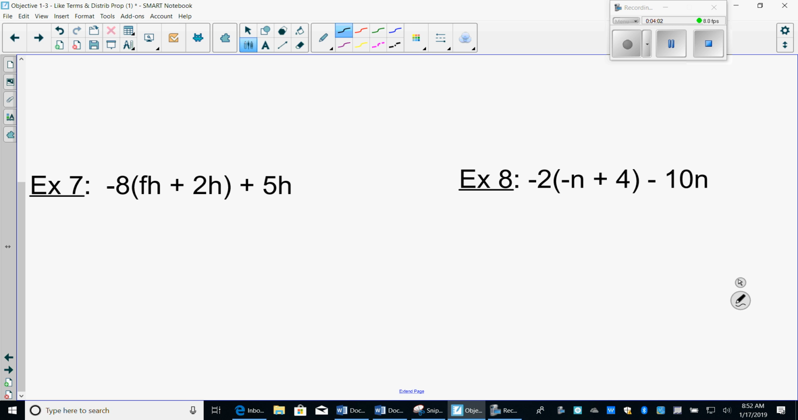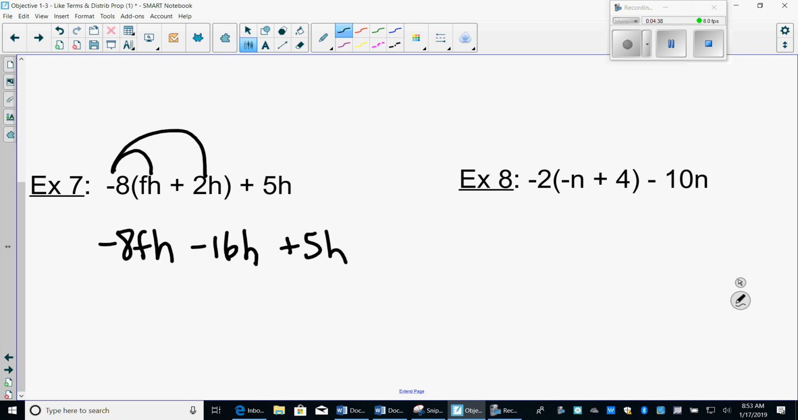All right, somebody different. Tell me what we're going to do on example 7. It is a negative 8, so we're going to distribute negative 8 first. So negative 8 times FH is negative 8FH. Negative 8 times 2H is negative 16H. What do I do with the 5H? Bring it down. Now here's my question. Are you finished? No. Anything match? Yes, what matches? So you can add these two together.